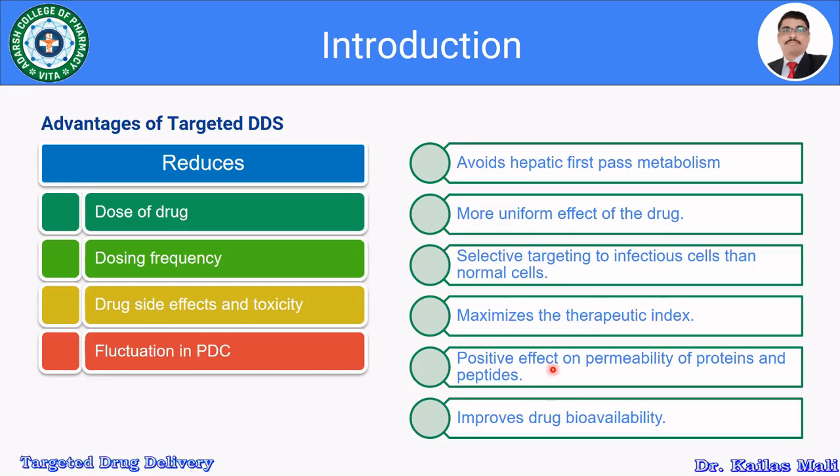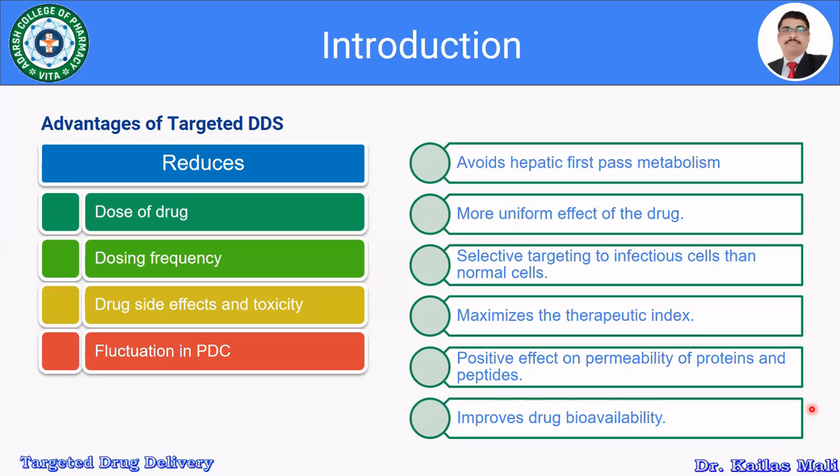There is a positive effect on the permeability of the proteins and the peptides. So it is possible to design and develop the targeted drug delivery of certain proteins and peptides. And finally, it is going to improve the drug bioavailability. So these are the certain advantages of the targeted drug delivery system.